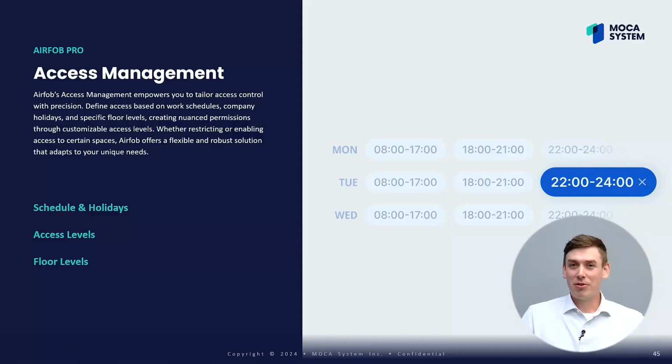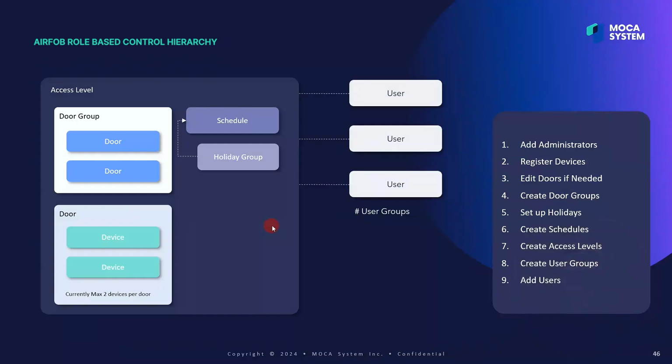Floor levels will be covered in the elevator management video. To understand how your access right must be set up, let me show you this diagram. At the center of your access management strategy are access levels. What you really need to understand is that access levels are a set of rules that are defined by door groups, door schedules, and holiday group.